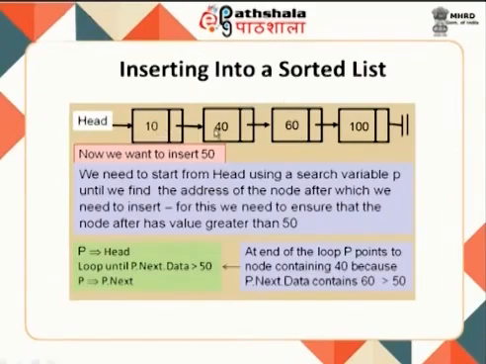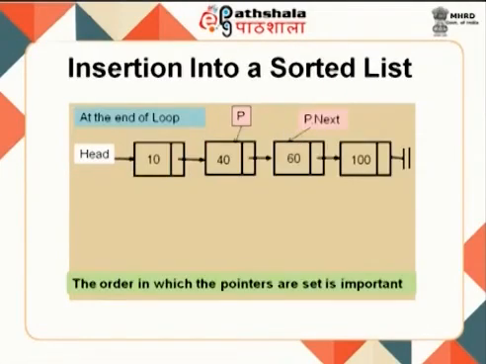So, this is p, this is p dot next, and the p dot next data is 60, which is greater than 50. Okay. So, I will keep doing this, p is equal to p dot next, to keep on moving through the nodes. Now, at the end of the loop, p points to the node containing 40 and p dot next dot data contains 60, which is greater than 50. So, now how do we do the insertion?